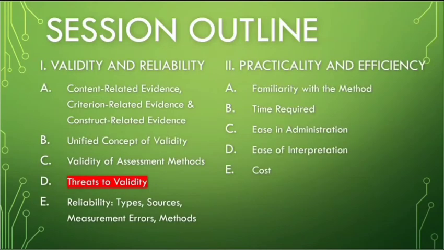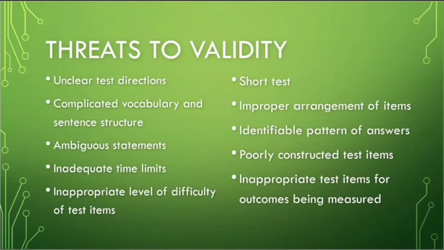After discussing the validity of assessment methods, we move now to the threats to validity. On your screen, you would see the summary of the possible threats to validity. First, unclear test directions. Of course, if they do not understand the test directions, they will answer the items incorrectly because they do not understand the direction. So it doesn't mean that they answered your items wrongly, automatically they do not know the item. It could be because of your test direction.